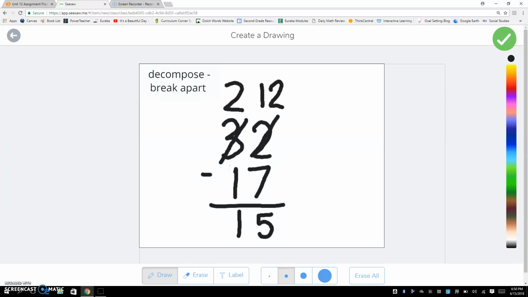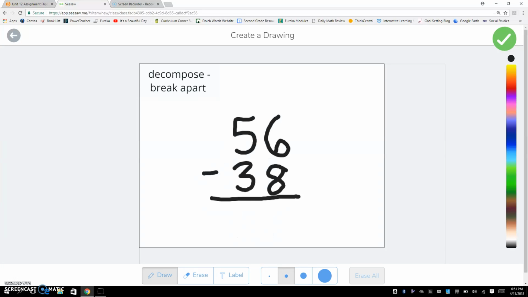You did it. For this next problem, I'm going to give you a few minutes to solve it on your own. You're going to use your notes to help you, and we'll go over it together when you're done. Here's the problem. Write it down, 56 minus 38. Pause the video and solve it. When you are ready, hit play and I will go over it with you.